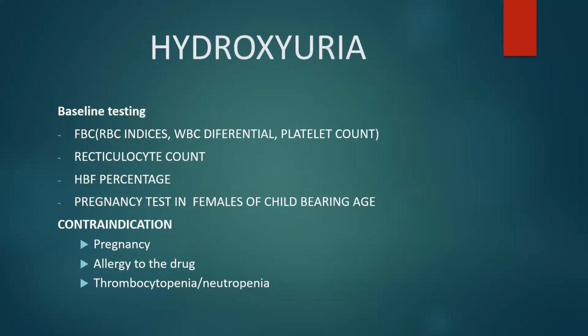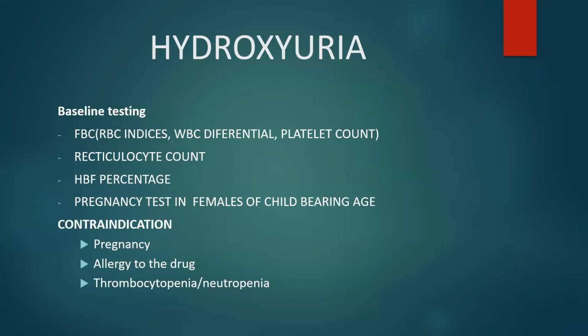So before we put the patient on hydroxyurea, there are key tests that we have to do. The full blood count is necessary to know the WBC and the red blood cell indices. That's the patient's baseline Hb. You also have to know the WBC of the patient, that is the white blood cell count, and then its differentials.